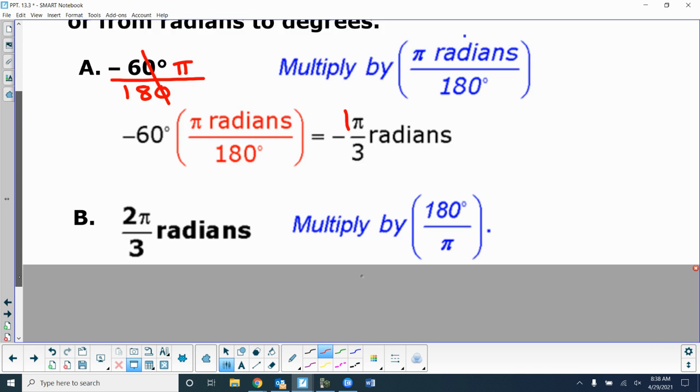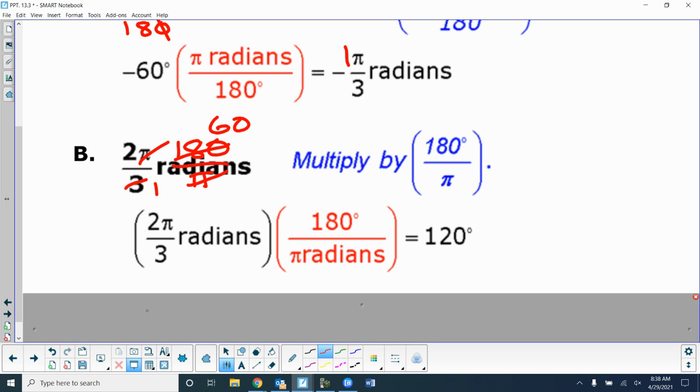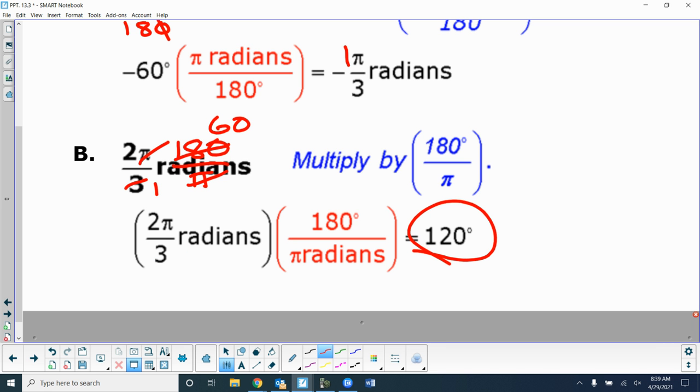All right, so we're multiplying by 180 over pi. The pi's cancel. And then I just think, how many times does 3 go into 18? 6. So 3 into 180, 60, right? And what's 2 times 60? 120. Again, this is review stuff. We did this already Monday and Tuesday.